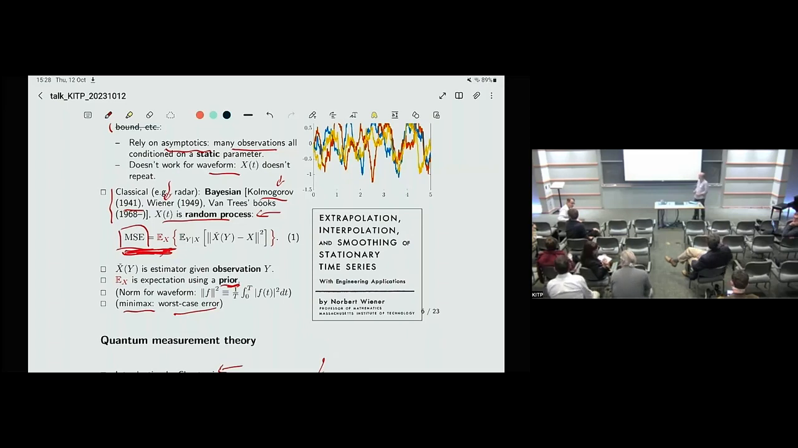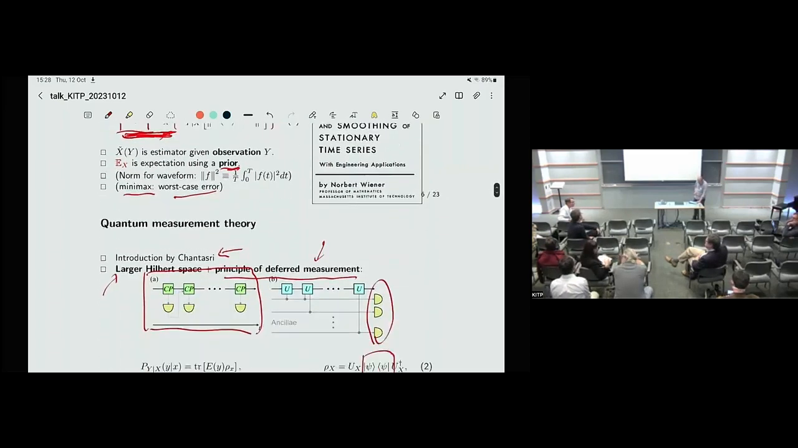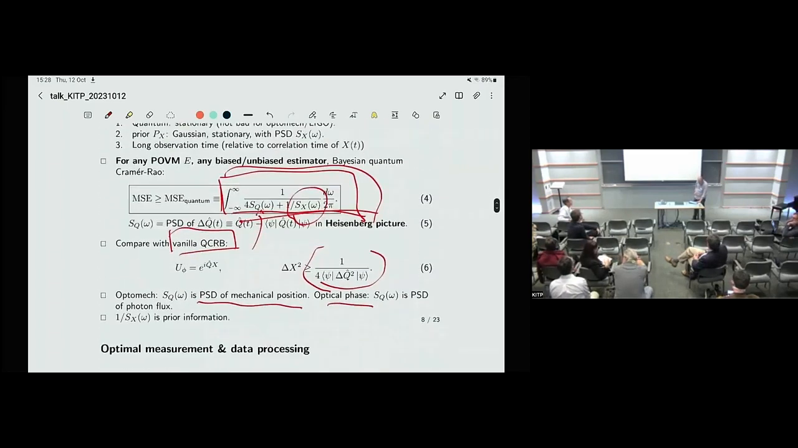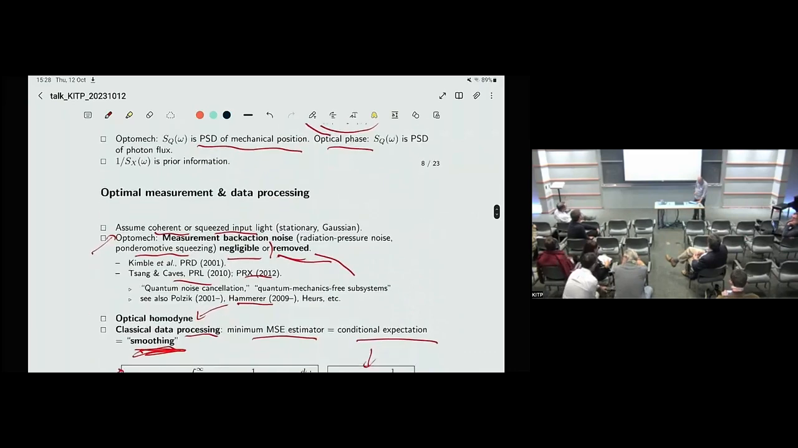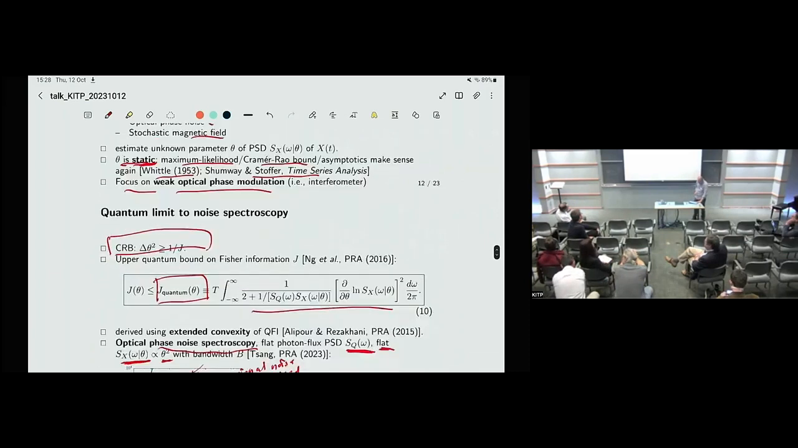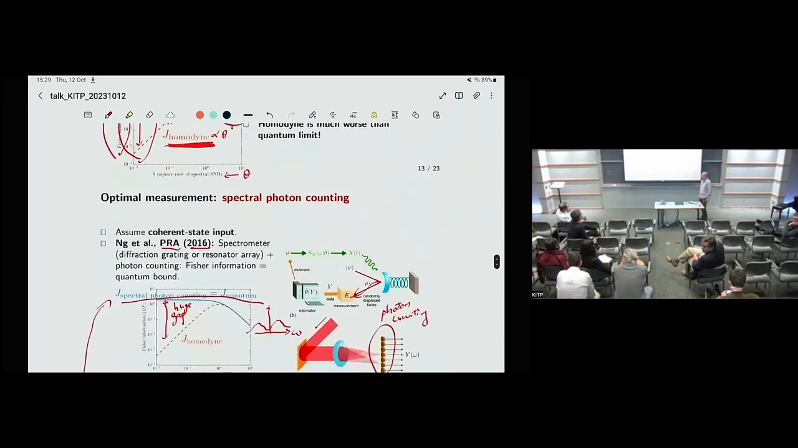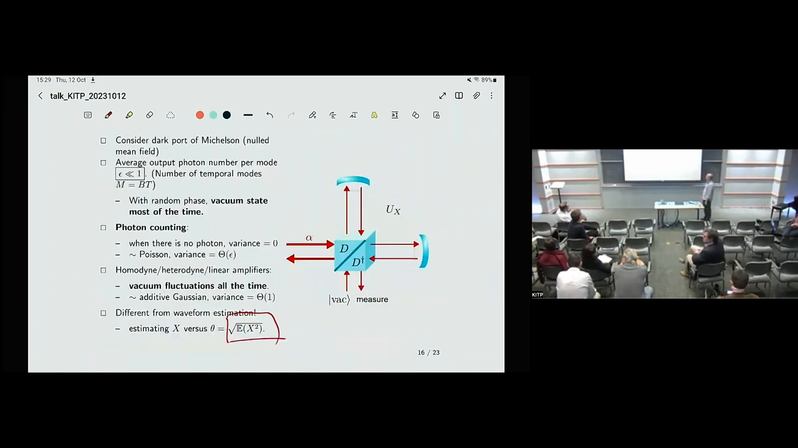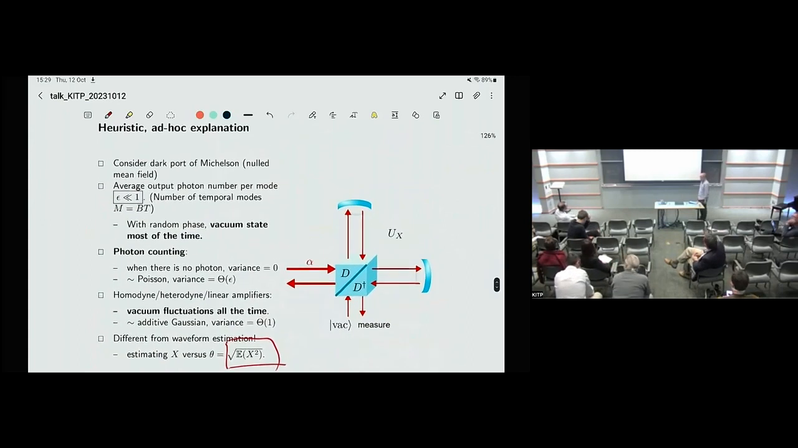This conclusion of counting photons as a better choice than a homodyne is quite counterintuitive to me. Counterintuitive, okay. Yeah, I find it quite hard to understand intuitively because, for example, how is it different than my normal photo detection? For example, I use a normal photo detector and I detect.